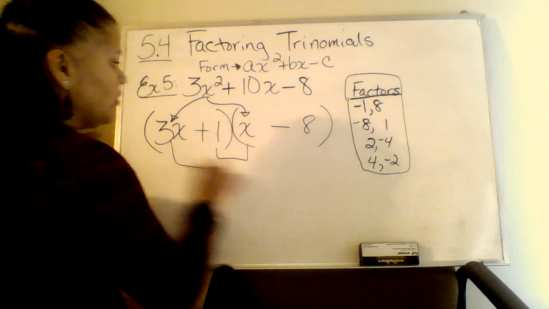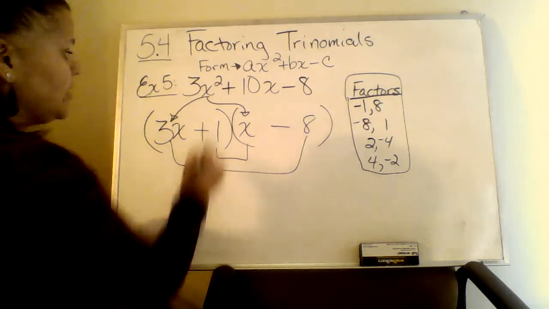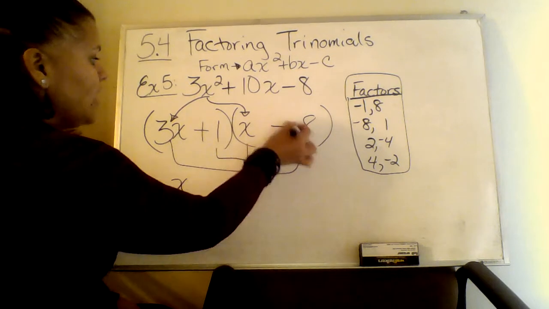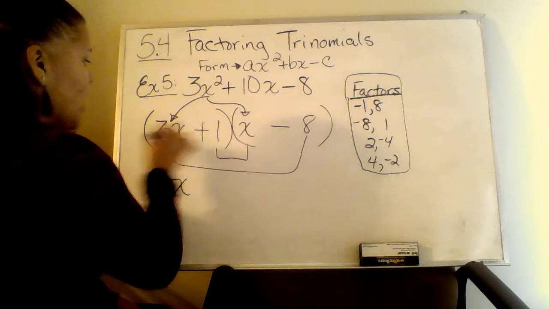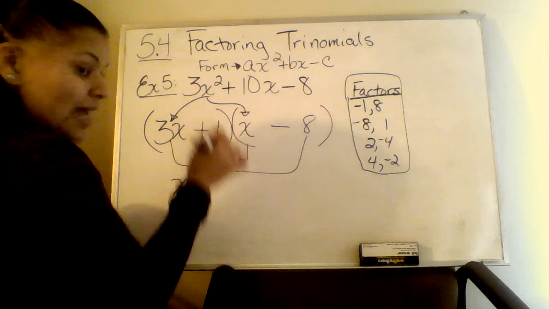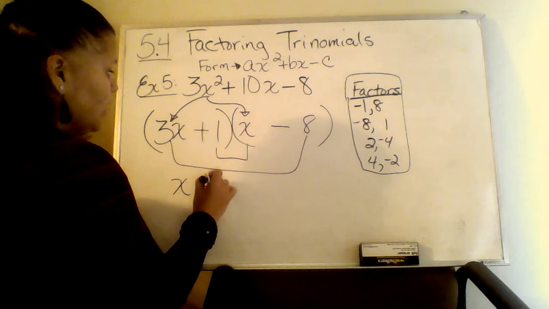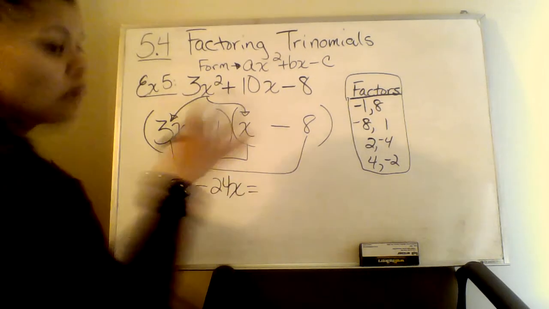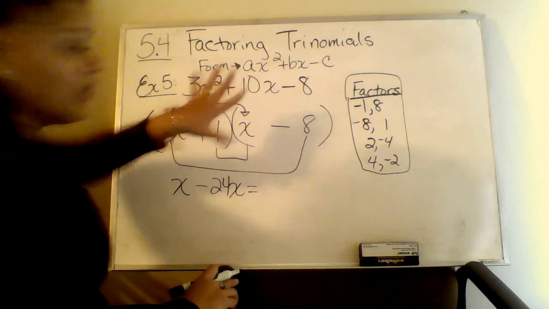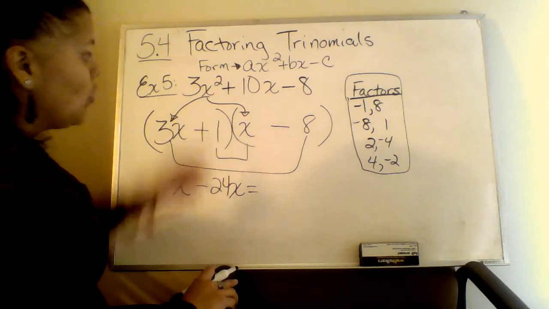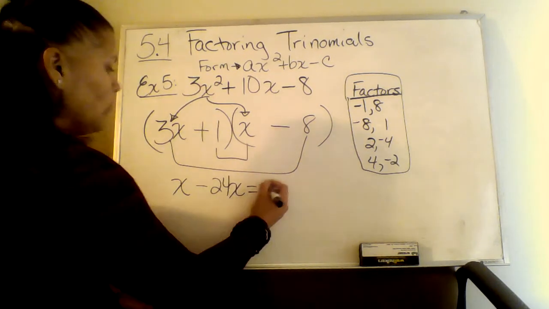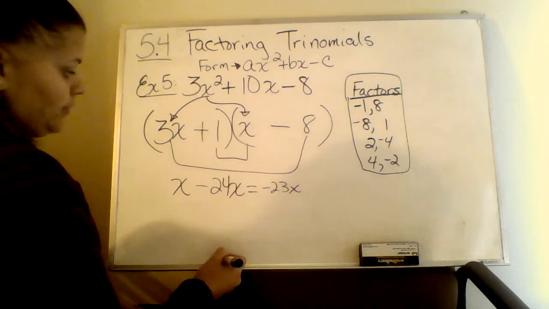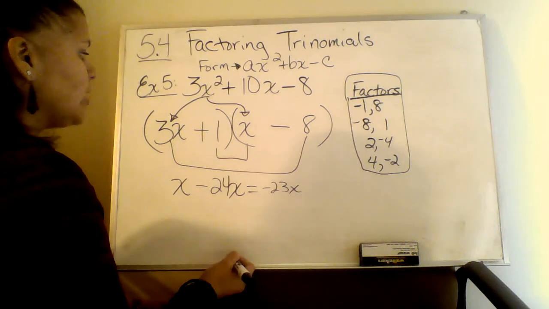and the outer term. So I'm saying 1 times x, that's x. And then I have negative 8 and positive 3x, so times, then I have negative, that's 24x. Now, if I were to subtract, remember, because these are different signs, I have to subtract. If I subtract these, will I get a positive 10? No, this gives me a negative 23x. Doesn't work. So now let me try something else.